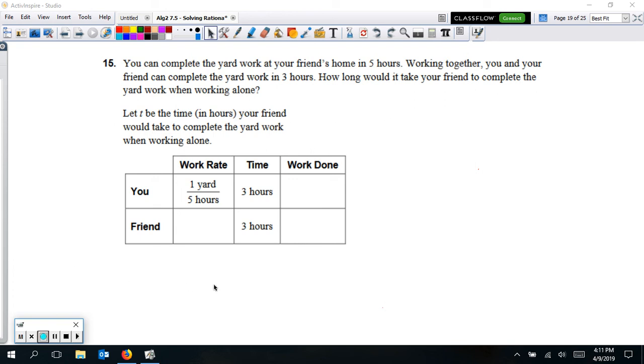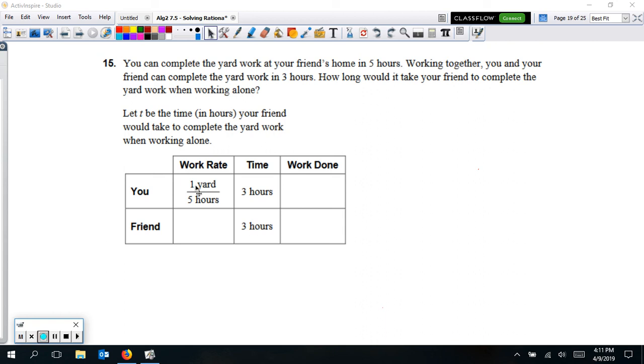A lot of times they ask you to do it a different way, where usually you know what both you and your friend can do by yourself, and you find how long it would take working together. That's often the way it's written out. I'm going to show you that way as well. But first of all, we just need to figure out how long it is going to take your friend to do it by himself. It says you can do it in 5 hours. So how long is it going to take your friend?